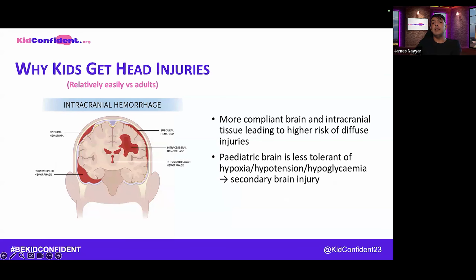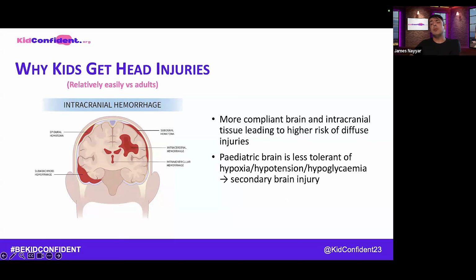And then this leads on to the last reasons why kids are more prone to head injuries. They've got more compliant brains and intracranial tissues like the meninges, which leads to a higher risk of bleeding and diffuse injuries as well. So subdural bleeds are probably the most common intracranial findings in children. Definitely the most common ones in those that suffer abuse.